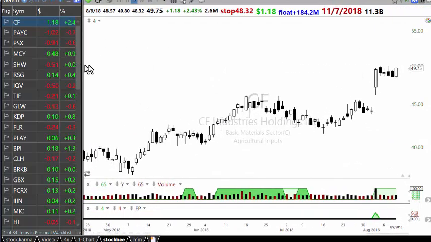As you can see, this particular setup is not an anticipation setup. The stock is already up 2.43%. I personally look for an anticipation setup where my stop can be less than 2% and ideally less than 1%. So anything like this is not an anticipation setup.